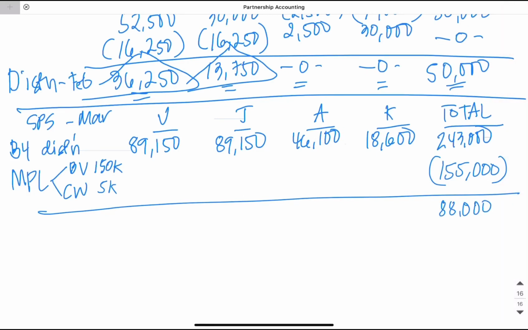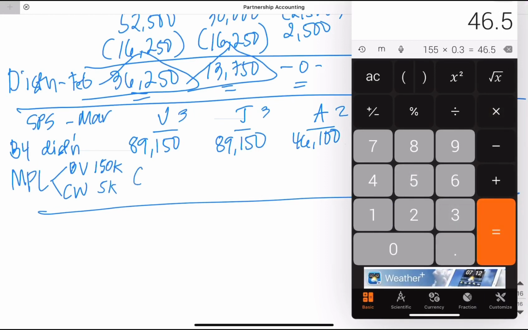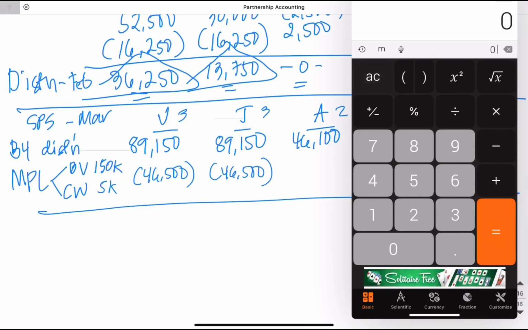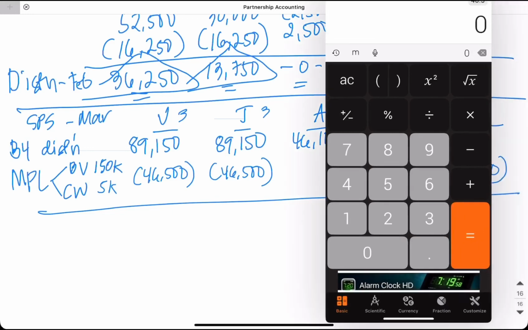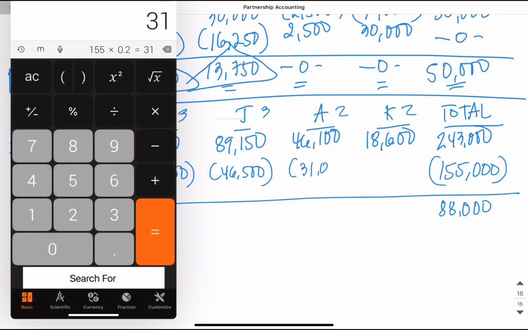So positive again. Therefore, we have to distribute this cash to each partner in the ratio of 3:3:2:2 again. So 155,000 times 30% is 46,500. Another 46,500. For Albert and Kath, both are 20%. So 155 times 20%, we have 31,000. Another 31,000.